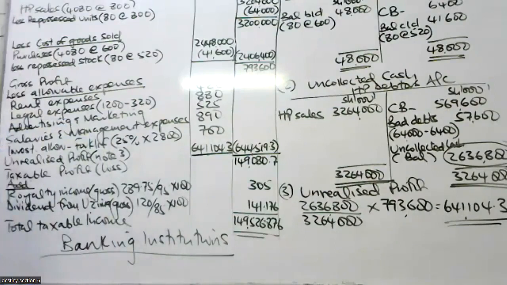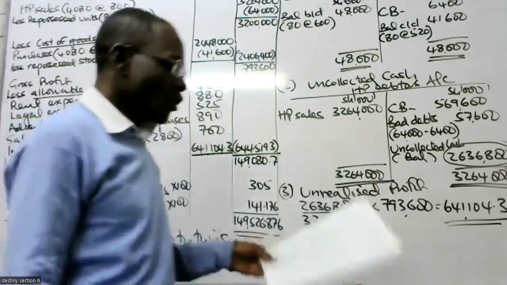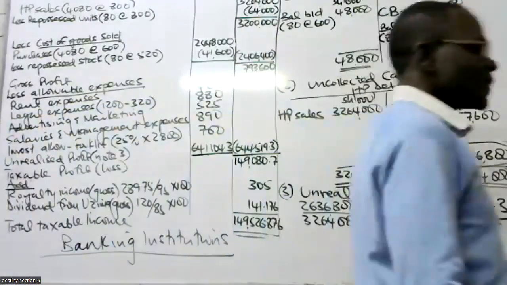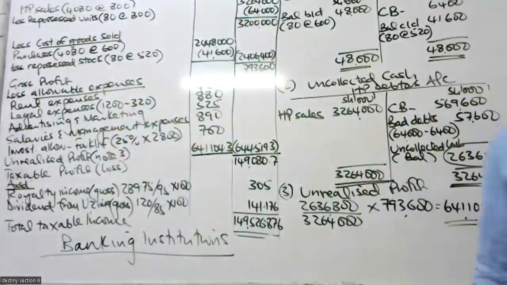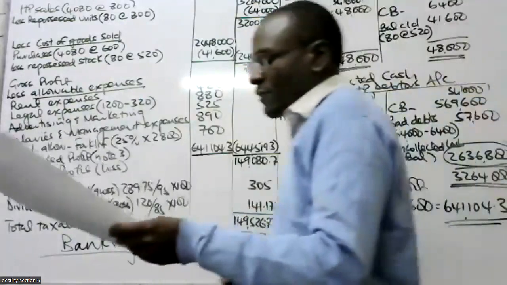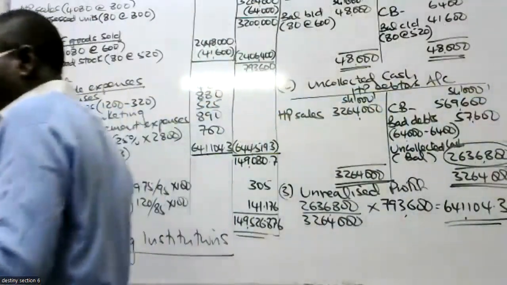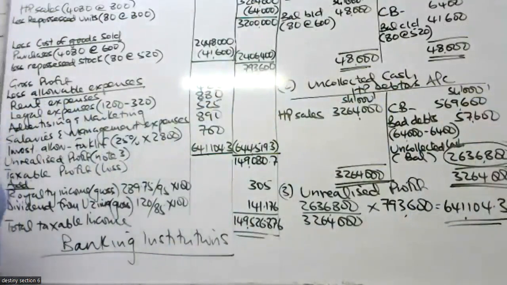The interest income derived by the bank on advances to customers is taxable business income.